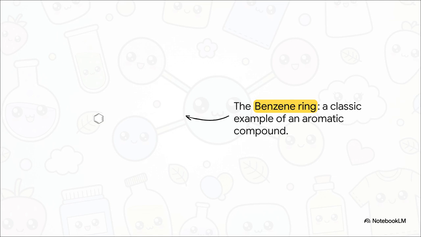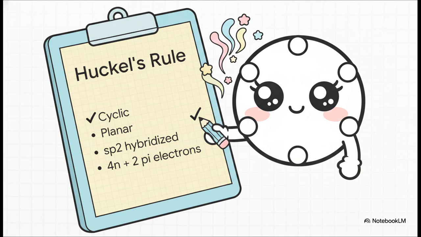What that means is the electrons aren't just locked in one spot. Instead, they are shared equally and continuously all the way around the ring. This constant sharing creates an unbelievable amount of extra stability, which is a phenomenon we call aromaticity. But nature has some very strict rules for what gets to be an aromatic compound.